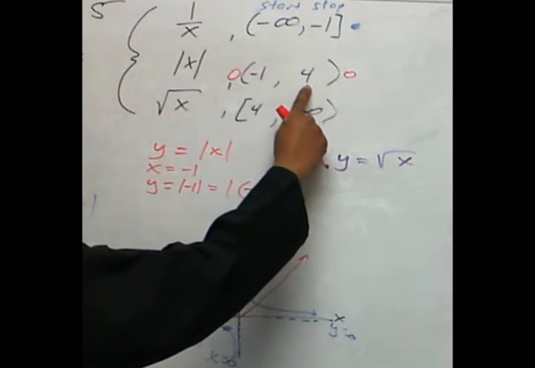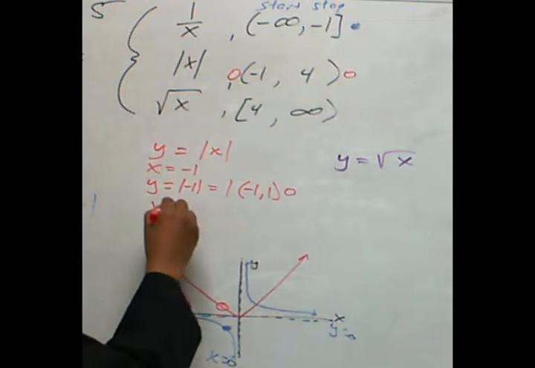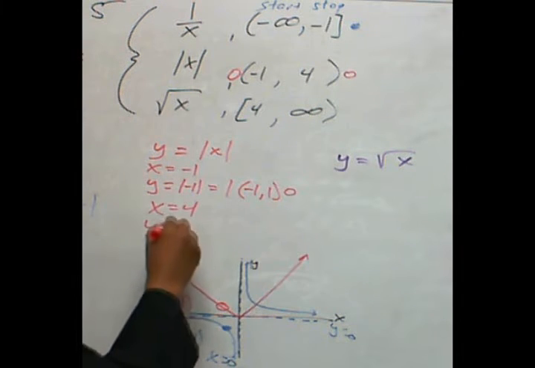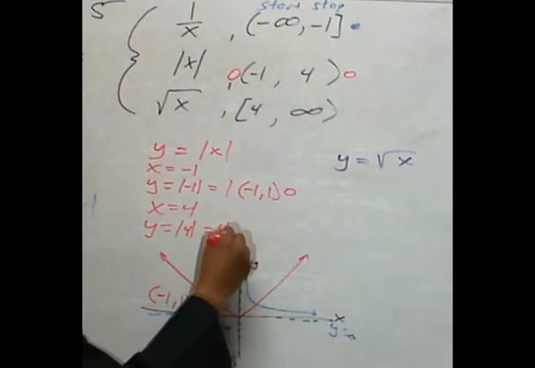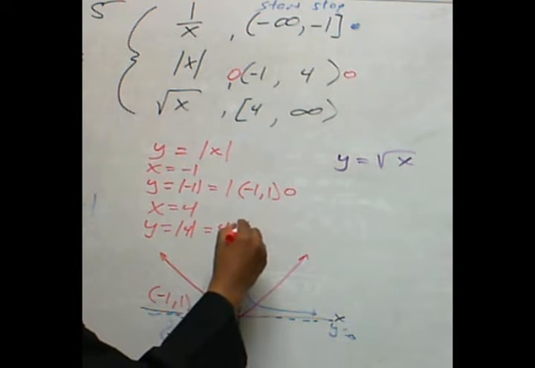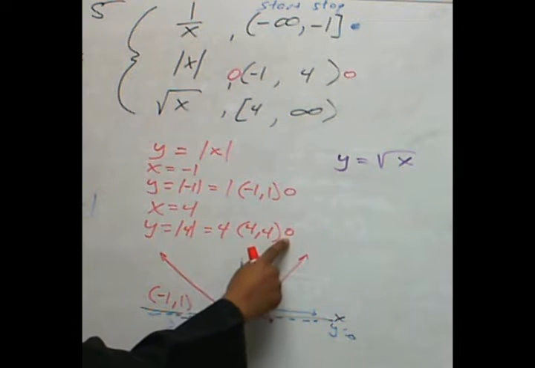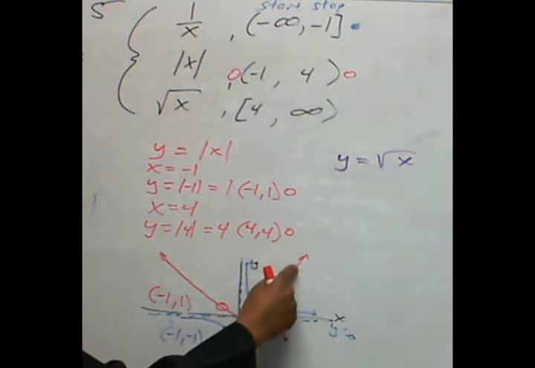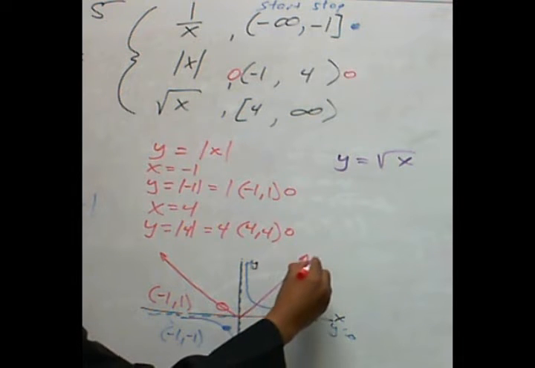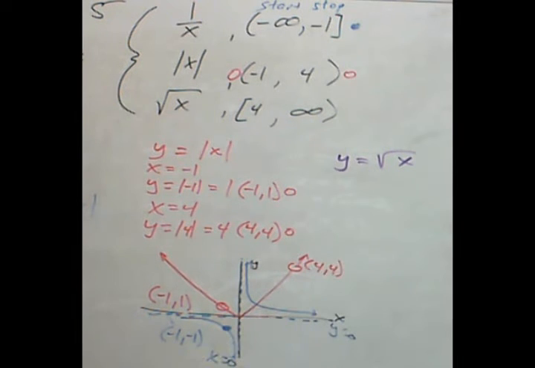It will stop at x equals 4. So we'll have y equals the absolute value of 4, which equals 4, and that point will be 4, comma 4, and that'll be an open circle as well. So right about here, this is our place where we put 4, comma 4, open circle.